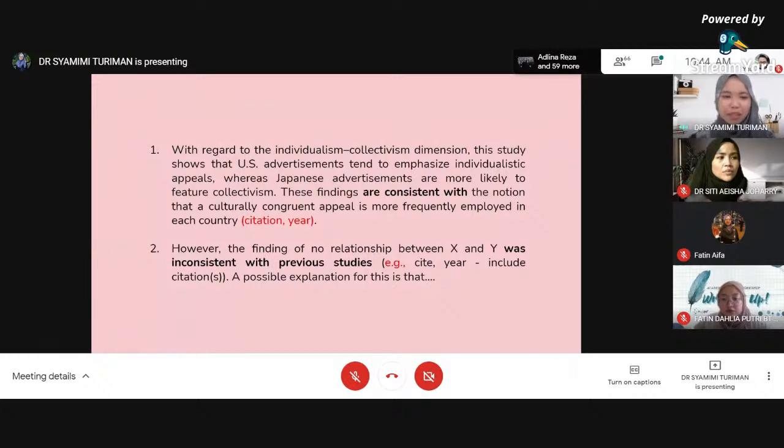It's just that sometimes, especially if you are working with topics that we can consider inconclusive, that means different researchers have different results, you can still cite those studies that were found to be inconsistent. So it's not wrong to say, however, the finding of no relationship between X and Y, whatever the variable is, was inconsistent with previous studies.